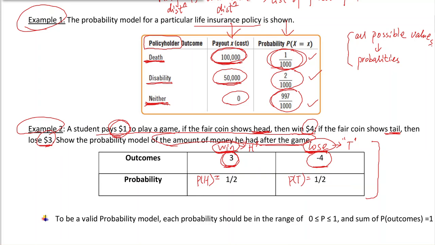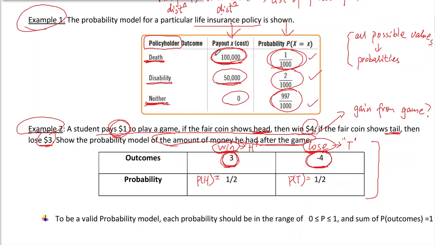Most of the time, we also have this question saying how much he gained from this game. It will be the same question, right? So after the game he gained $3. After the game he gained negative $4. That means he lost $4, right? Okay. So this is the probability model. We have their corresponding outcomes, and then we assign values to each outcome, and then we assign the different probabilities for each outcome.